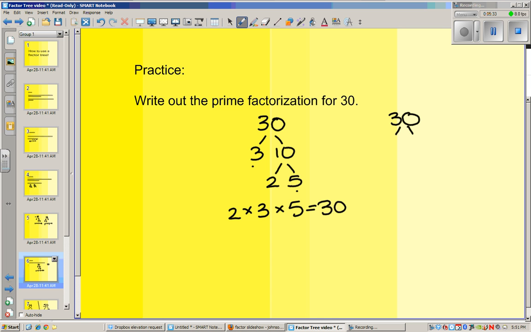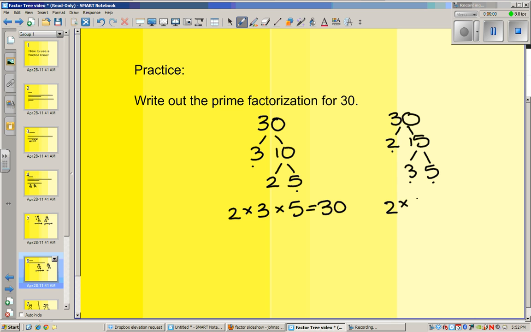So this time I'll do 2 times 15. See if I get a similar prime factorization. 2 is a prime number, so I'm going to stop there. 15 is not a prime number, because I can get there more than just 1 times 15 or 15 times 1. I'm going to use 3 times 5. So 3 can't be broken down, neither can 5. They're both prime numbers. So now I have 2, 3, and 5.